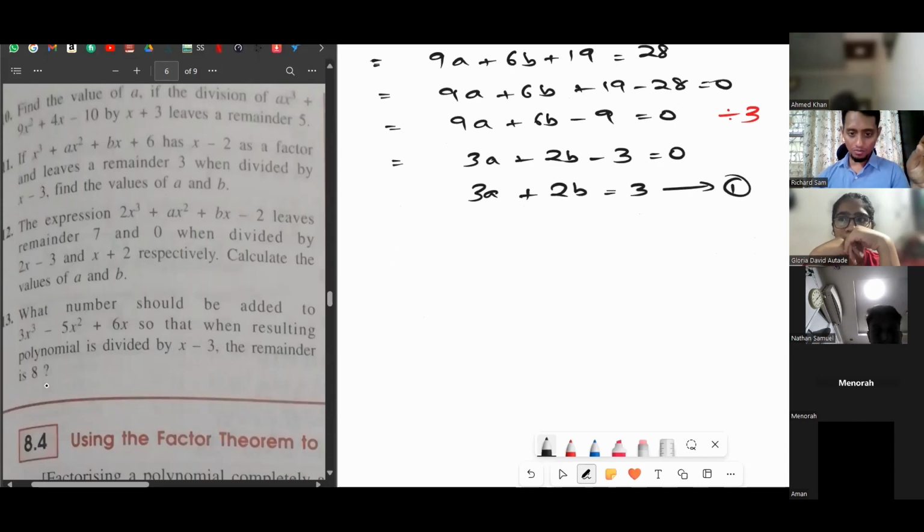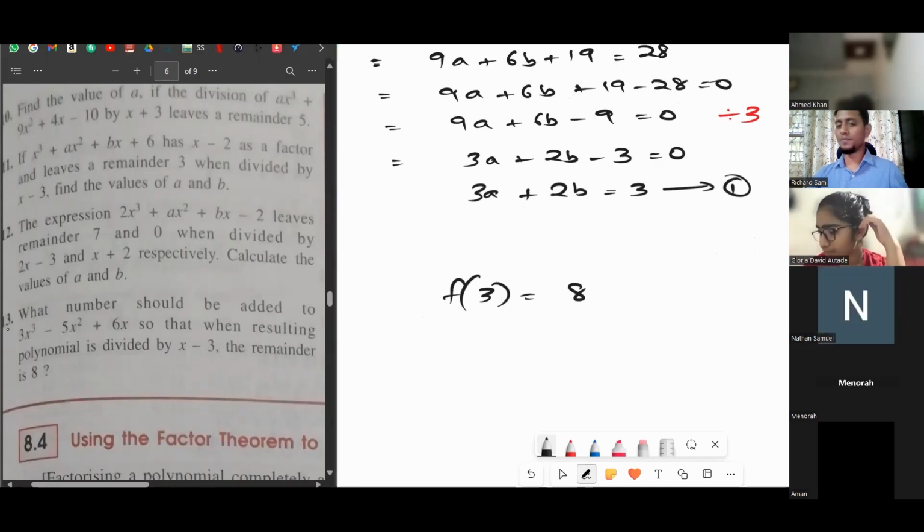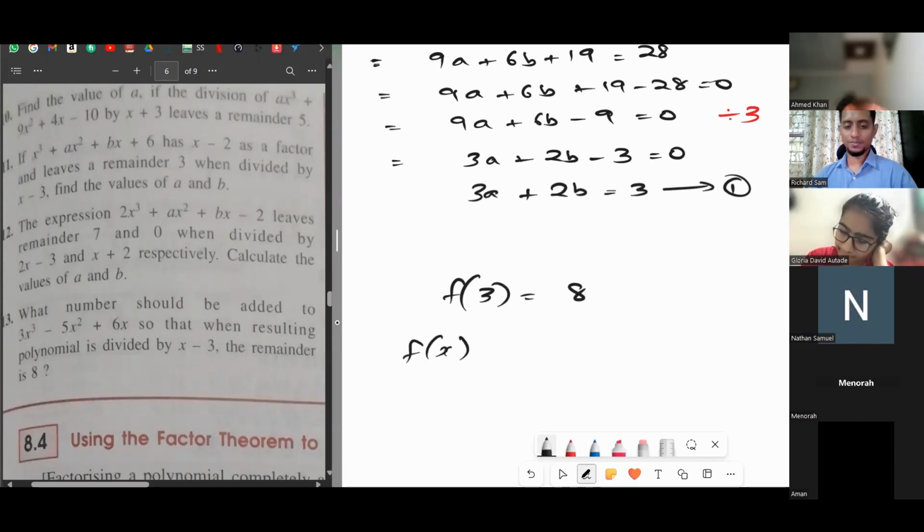So as of now, the remainder theorem tells you what? The remainder is f of 3. And this f of 3 is how much? It's 8. Okay, but is the statement true as of now? No. If you add something to the polynomial, then this will become true. Okay, so your polynomial is f of x. What is f of x? 3x cube minus 5x square plus 6x. Okay, this is your polynomial.